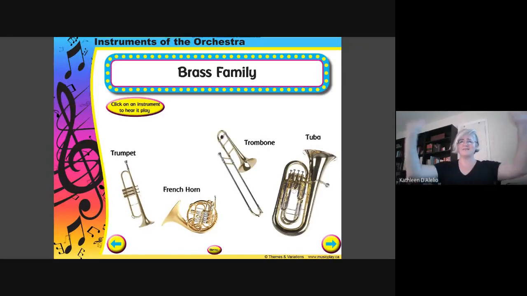The brass family. Moving on. The brass family has no reed. To play a brass instrument, you have to buzz your lips, kind of make an elephant sound.